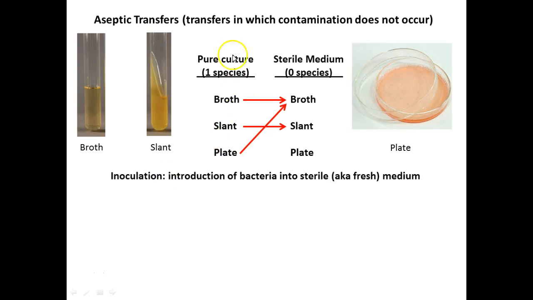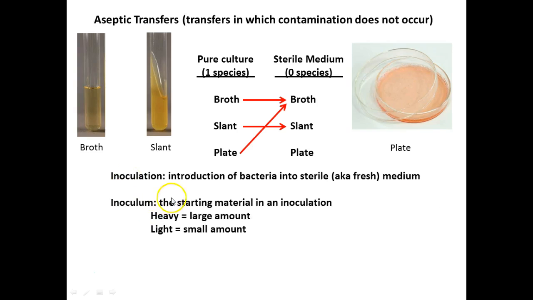That initial source, that pure culture, is typically referred to as the inoculum, right? You may have a lot of inoculum to start with, or you may have a really small amount. So we would say heavy or light, a lot or a little. Inoculation is what you're going to do. You're going to take from your pure cultures and inoculate, adding bacteria to the sterile media.